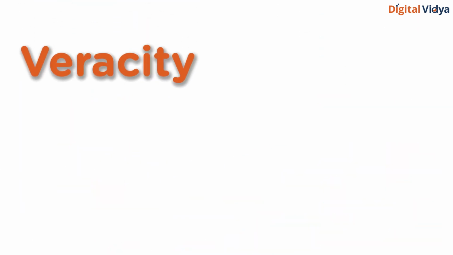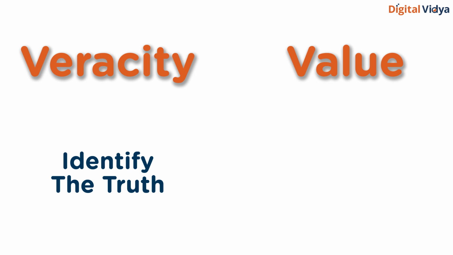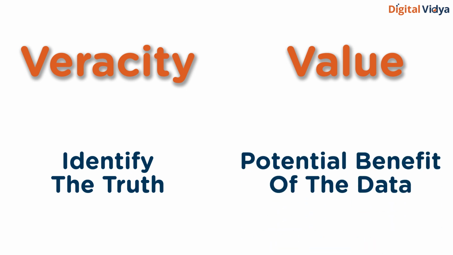The next V is veracity, which means identifying the truth from all kinds of information. The last V is value. Value is simply defined as the potential benefit of the data for the business.